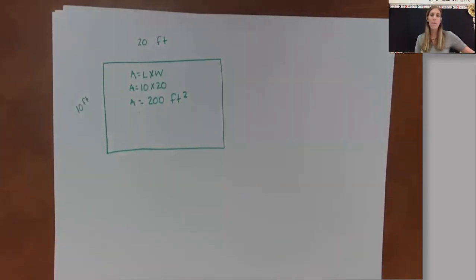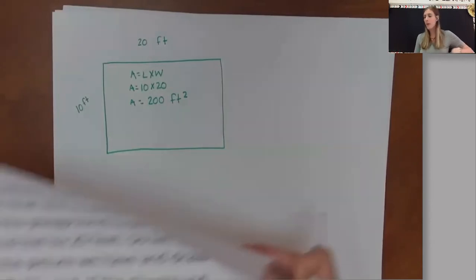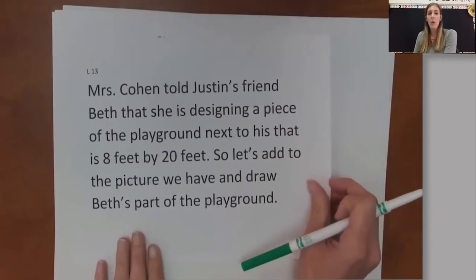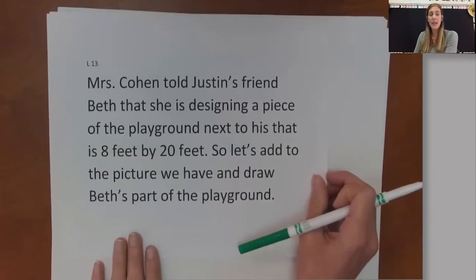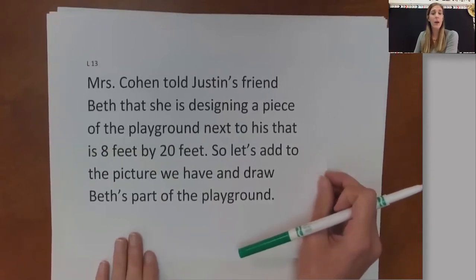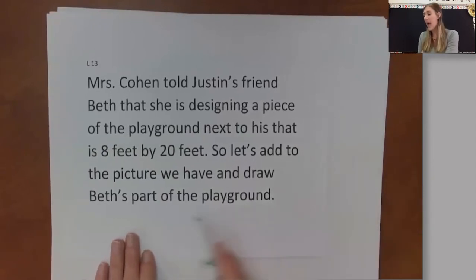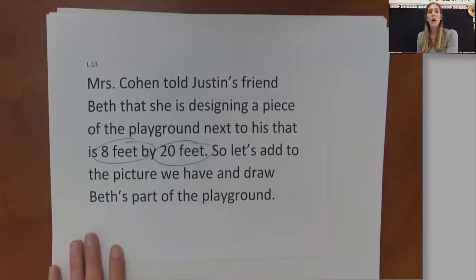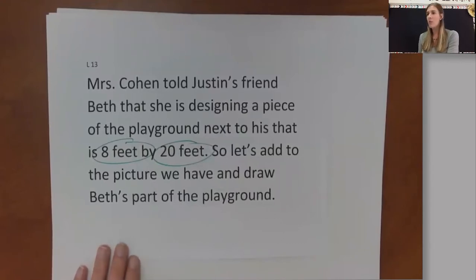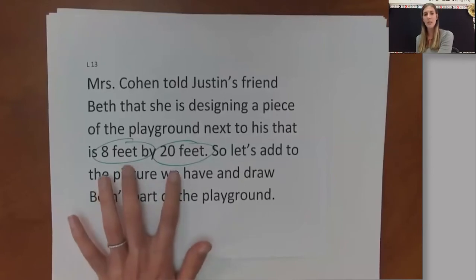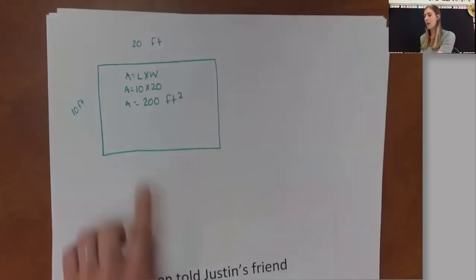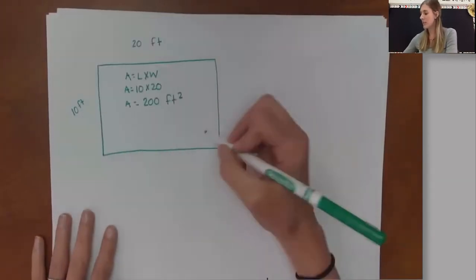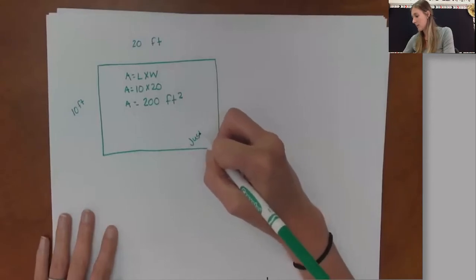Now we're going to get a little bit more information. Mrs. Cohen told Justin's friend Beth that she is going to design a piece of the playground next to his that's 8 feet by 20 feet. So let's add to the picture we have and draw Beth's part of the playground. Do you notice any similarities between Beth's dimensions and Justin's dimensions? Let's label. This is Justin's.